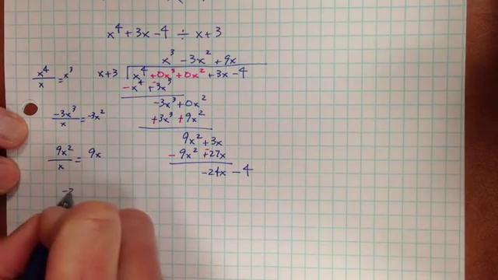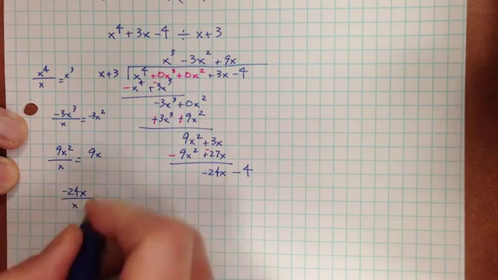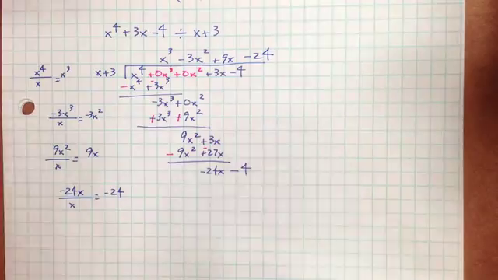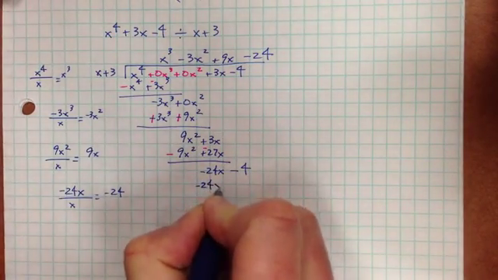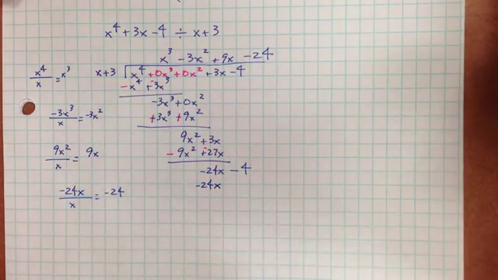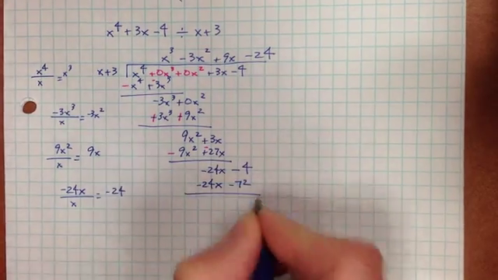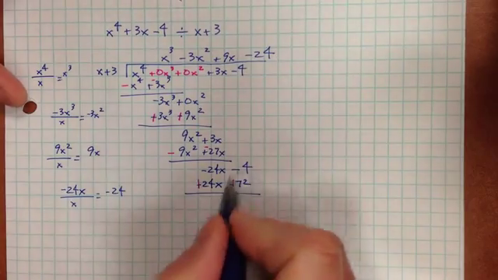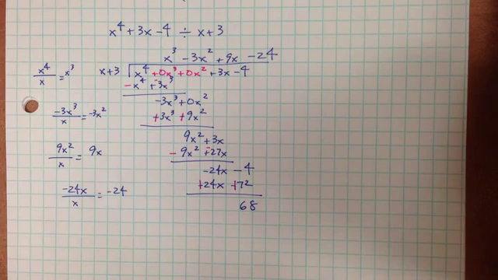Repeat the process, negative 24x, my first term, over my first term of x, giving me negative 24. Negative 24 times x, negative 24x. Negative 24 times 3, negative 72. Sign change. Cancel 0, and we have 68 left over, a remainder of 68. That means it is not a factor.